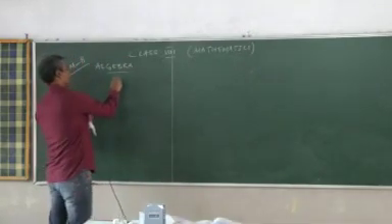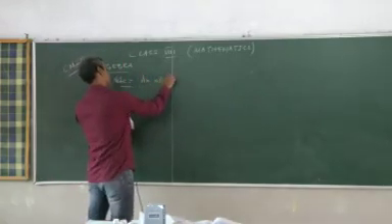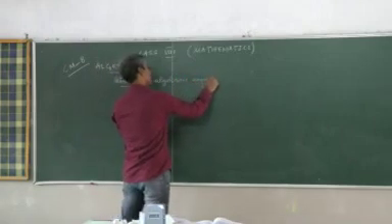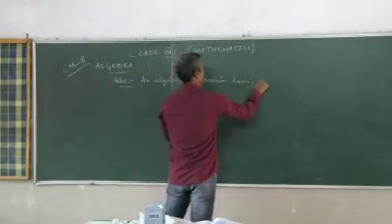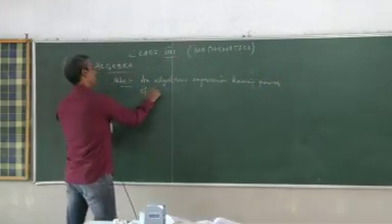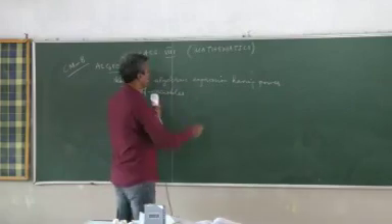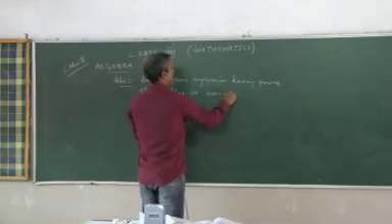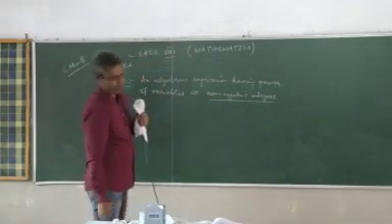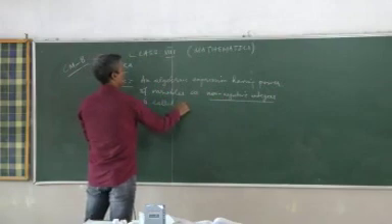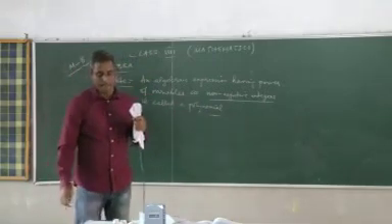Now, note this down, please. An algebraic expression having power of variables as non-negative integers is called a polynomial. Okay?